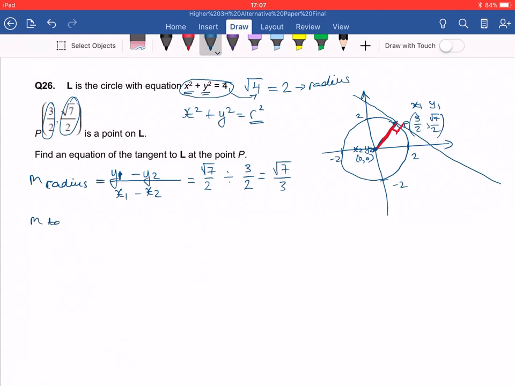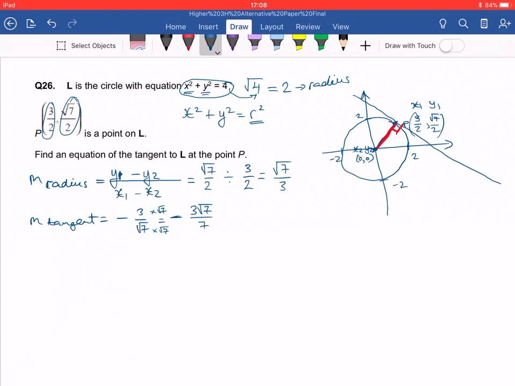Now, the gradient of the tangent is going to be equal to the negative reciprocal. So you flip the fraction and you change the sign. If it's a plus, it becomes a minus. If it's a minus, it becomes a plus, of your perpendicular line, which is my radius. Because I'm extra like that, I also like to rationalize this. So I multiply numerator and denominator by root 7. Then I'm going to get minus 3 root 7 over 7. Great.